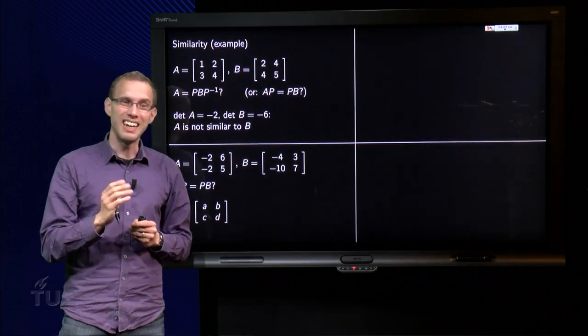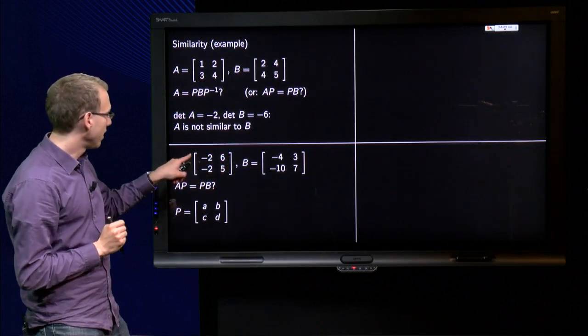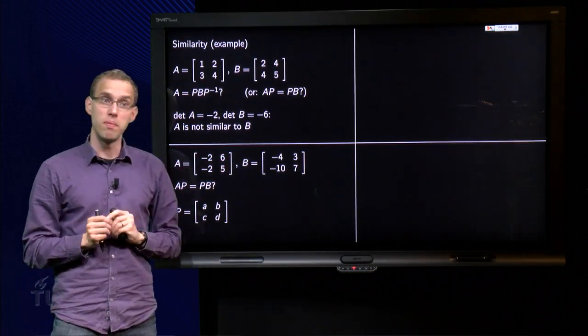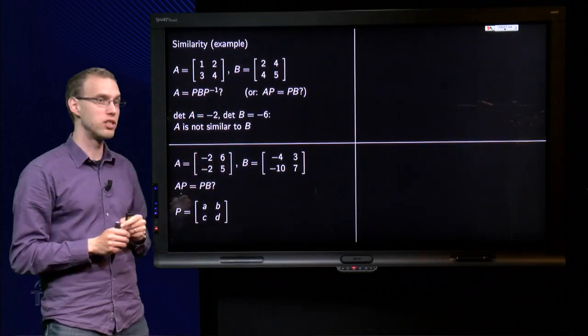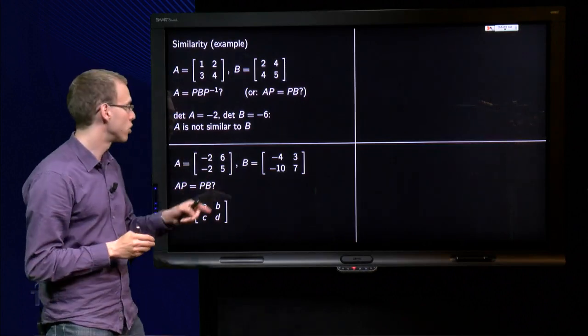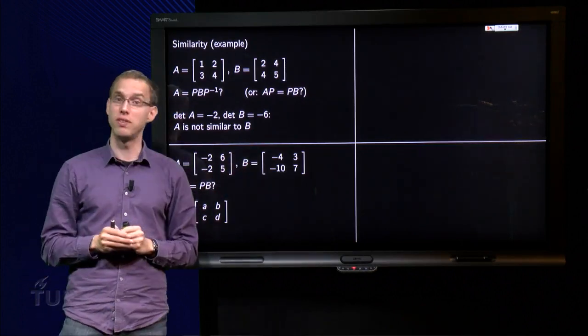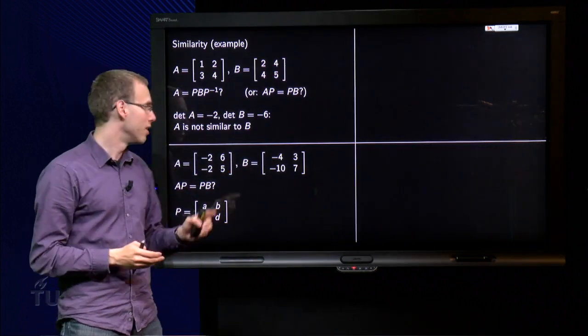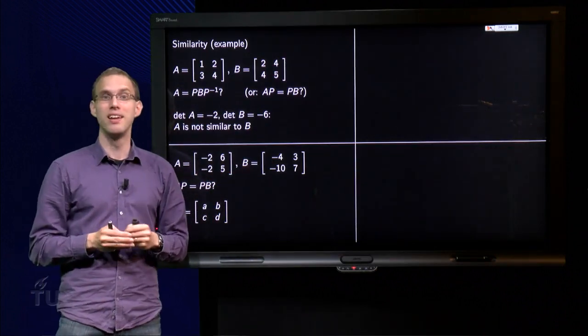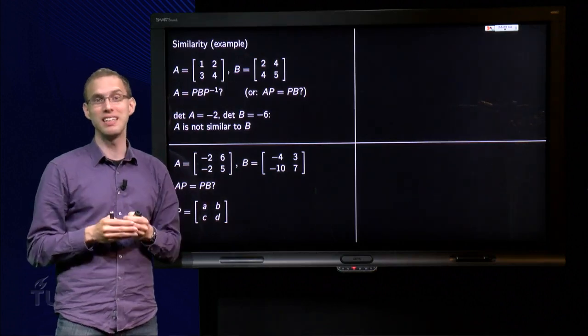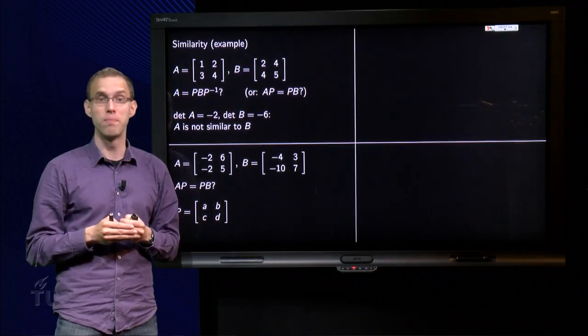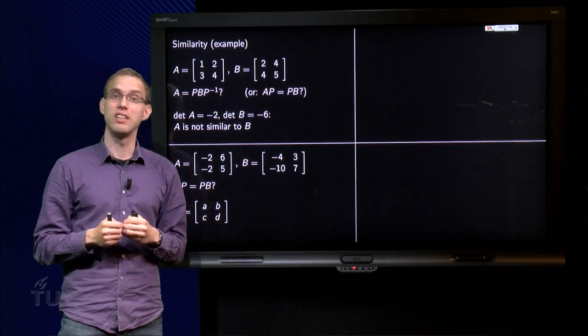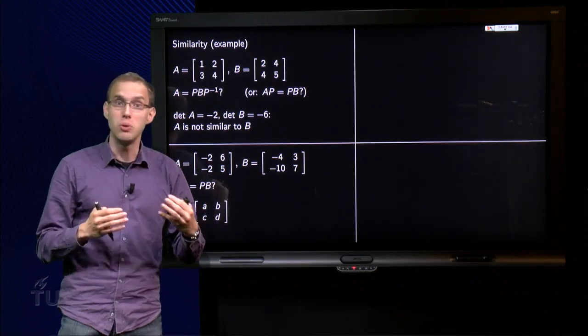Let's look at the next example, A and B over here. Det A equals minus 10 minus 12, so plus 12, equals 2. And here we have minus 28 minus, so plus 30, equals 2. So the determinants are the same. So in this case it could be that A is similar to B. But how are we going to figure that out? What are we going to do?